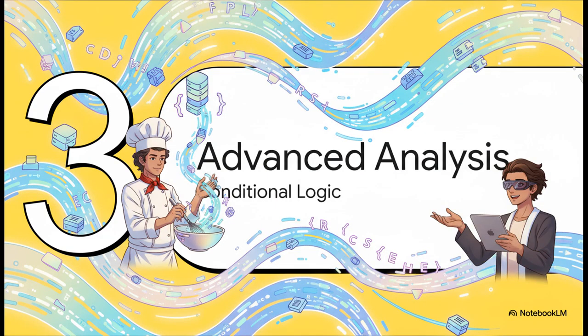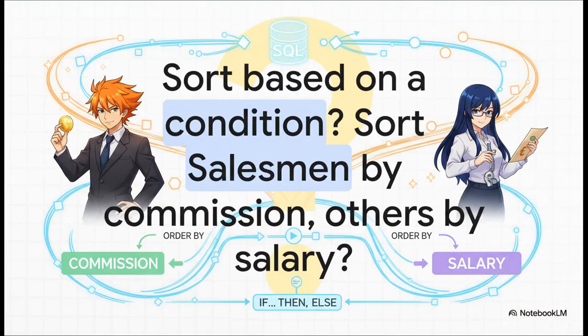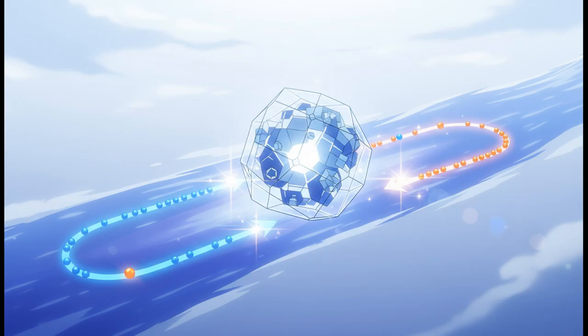This one is going to tackle something that honestly feels like it should need a whole other programming language. But nope, we can do it elegantly right inside SQL. Just stop and think about that logic for a second. We want to sort our data, but the way we sort depends on the data itself. For one group of people, we need to look at the commission column. For everybody else, we need to look at the salary column. How in the world could you write a single order by that can handle that kind of if this, then that logic? And here it is.